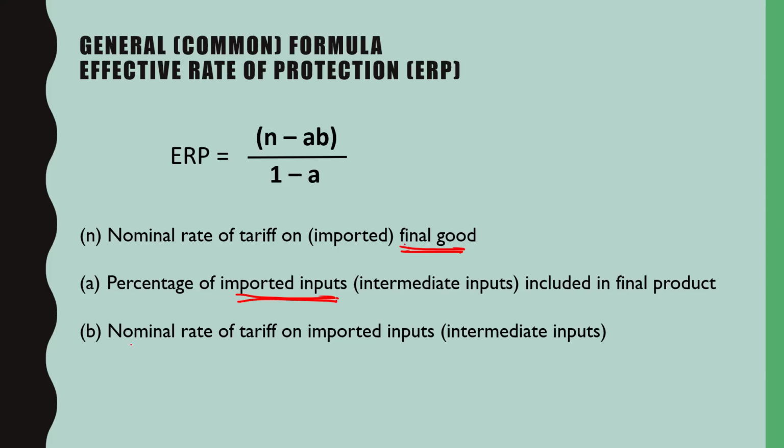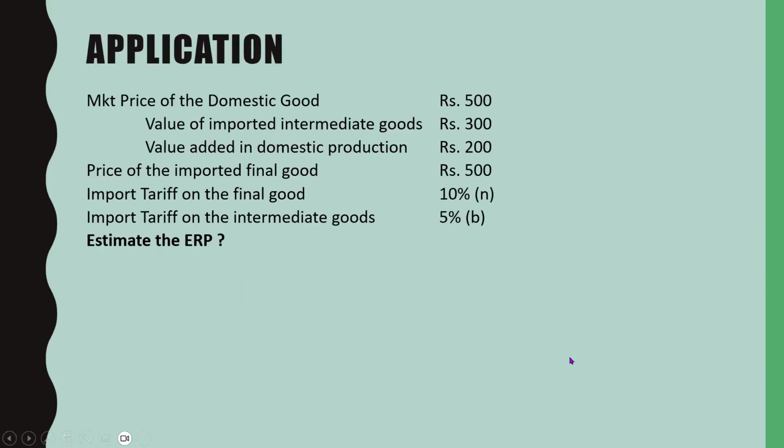So percentage of imported inputs in the final product. Then B, nominal rate of tariff on the imported intermediate inputs, or the tariff on the raw materials. Final goods and the intermediate inputs. This is printed and given on page 27. Let's put it to practice quickly. Same question. I have identified the points for you to make it easier. N in the formula is this, because N is nominal rate of tariff on the final good. B in the formula is this.